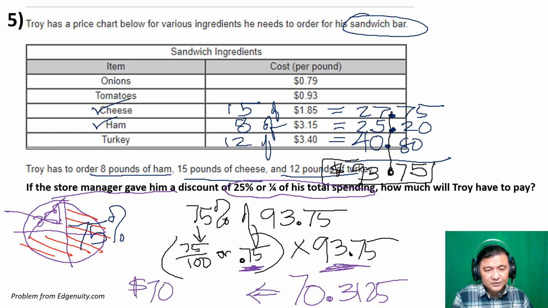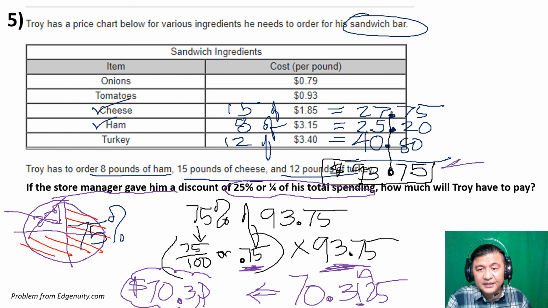$70. Point. Check out the second number here. Will the 2 affect the 1 in rounding? No. So write it down as what? 70.31. All right. So that's the amount you need to pay. See? You save money, right? Instead of paying 93.75, that's what you're supposed to pay. No, because of that discount, you're paying less. You're paying $70.31. Okay, got it? Awesome.